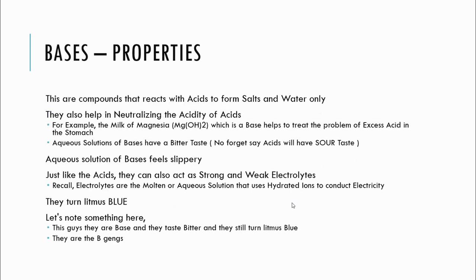So the properties of bases now. They are compounds that react with acid to form salt and water only. They also help in neutralization of the acidity of acids. In a neutralization reaction, acid reacts with base to form a neutral compound. What's the neutral compound again? It is water, not the salt. Very important to note. In fact, the major product of a neutralization reaction is water. For example, milk of magnesia, which is a base, helps to treat the problem of excess acid in the stomach by what type of reaction now?